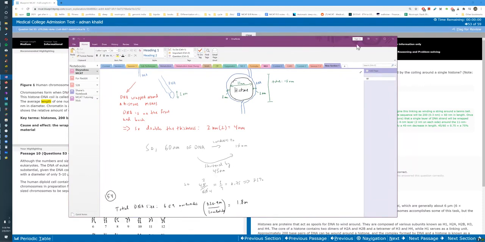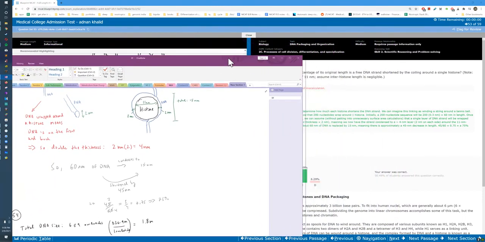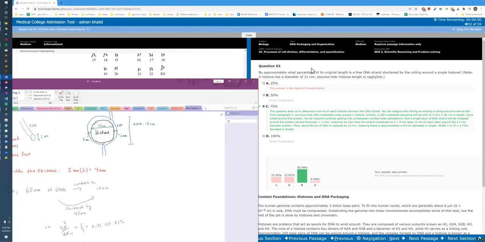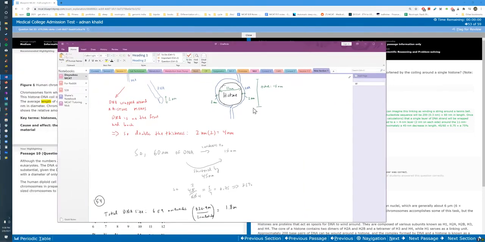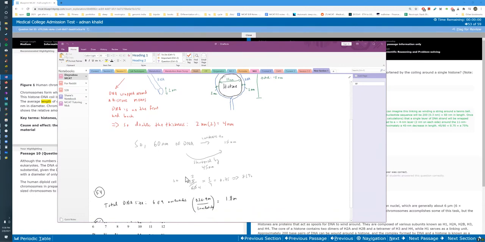They're asking basically the ratio. Percentage is just ratio times 100. So the ratio of how much it's shortened to the original: it's shortened by 45, original is 60. That's just 3/4, 75%.